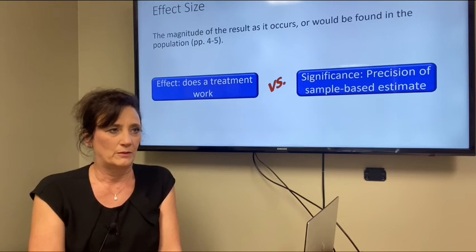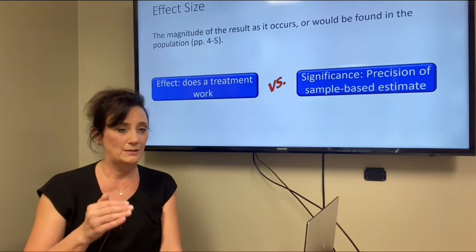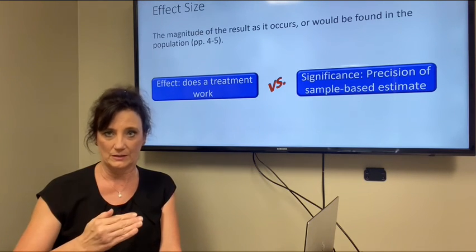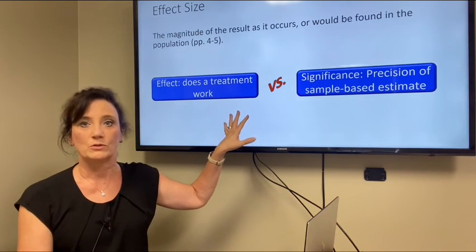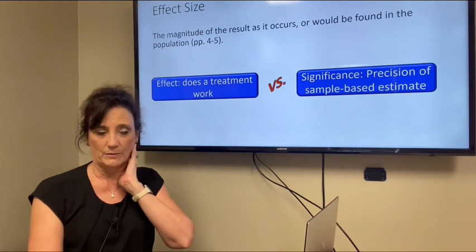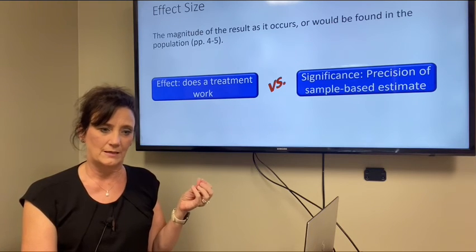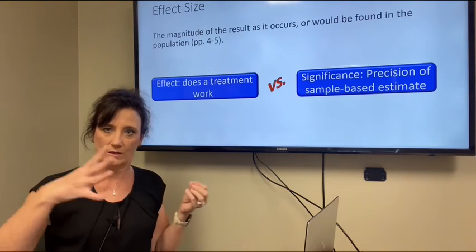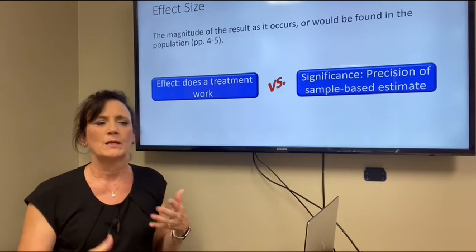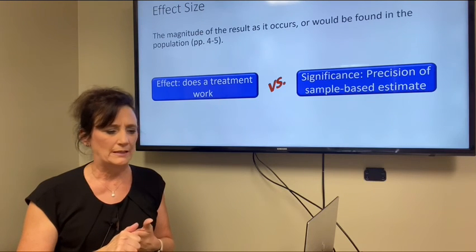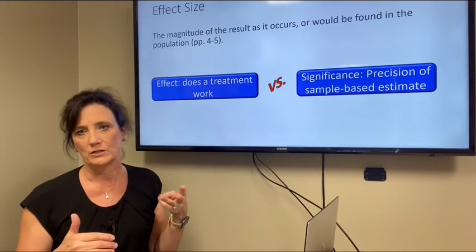Just because you come up with a significant result in your sample does not necessarily mean that you will see that level of significance if you move to the population. Effect size helps you make a determination of, okay, if this was this significant in my sample, what magnitude of significance could I expect to see in my general population? And those effect sizes are generally reported in terms of small, medium, and large effect sizes.